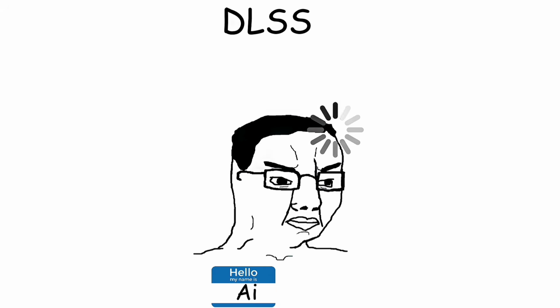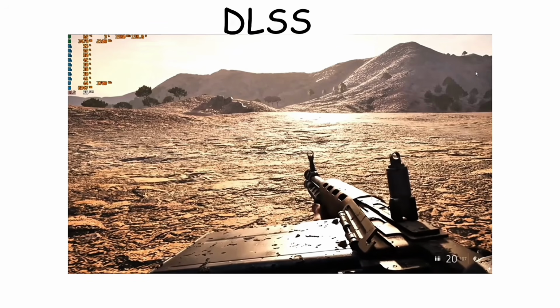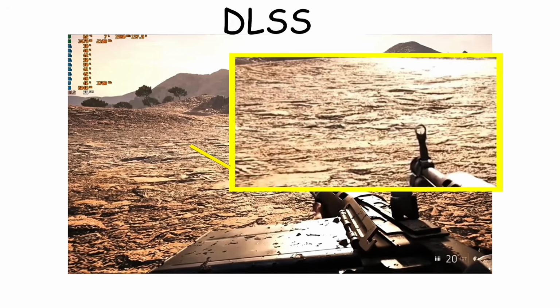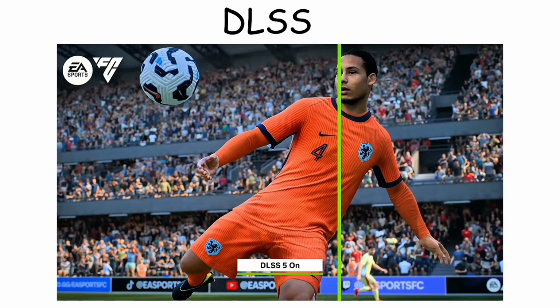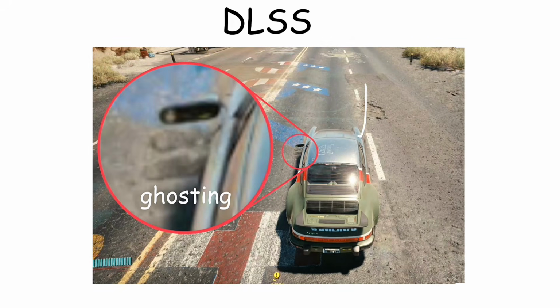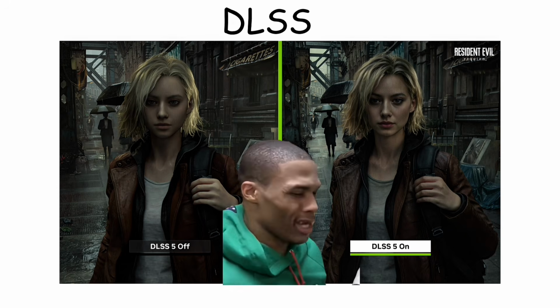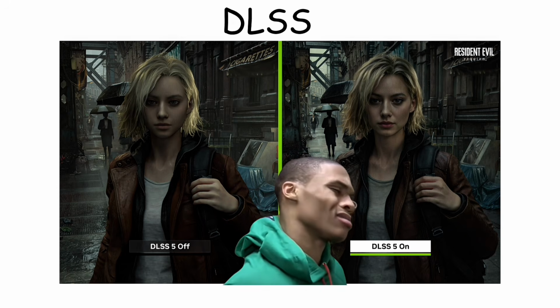However, because the AI is essentially guessing the missing data, you might notice some blurring or smearing around the edges of objects in fast-moving scenes. So, while it provides the performance needed for path tracing, it can sometimes lack the perfect clarity of a native image, which is why most people prefer native resolutions instead.